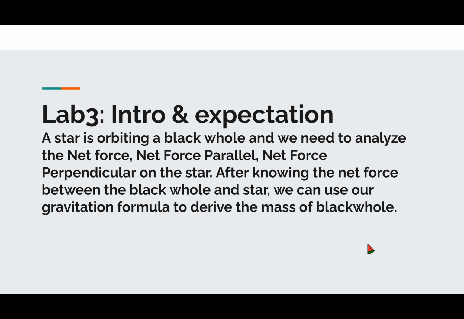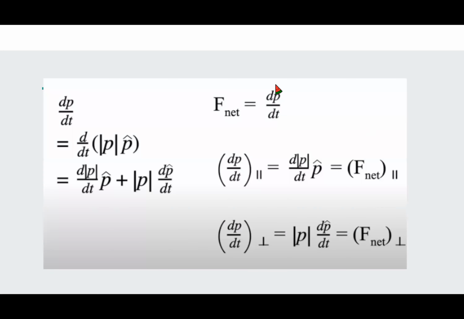In this case, we will have to know Newton's second law. From Newton's second law, we would have to know the rate of change of the momentum. So these are the useful formulas we will have to know. From Newton's second law, F net is equal to the rate of change in momentum, and this rate of change of momentum has two components. One is parallel and one is perpendicular, which are the same as the F net components.